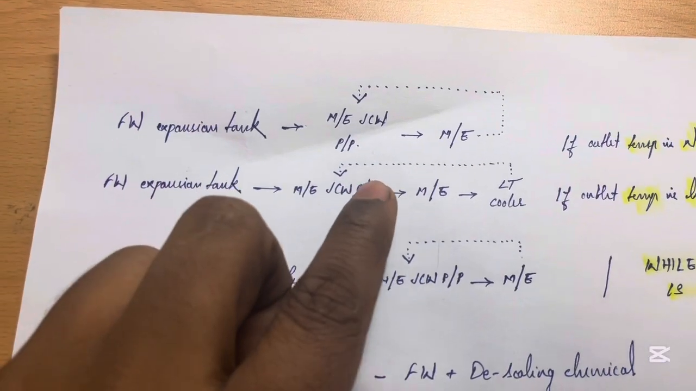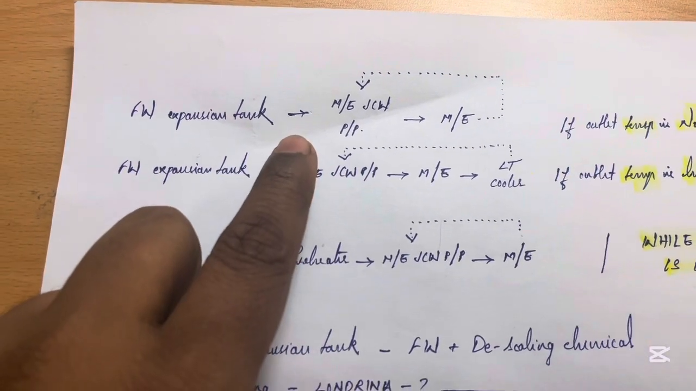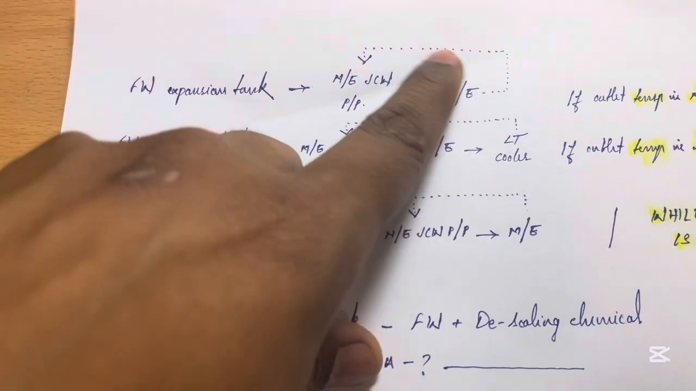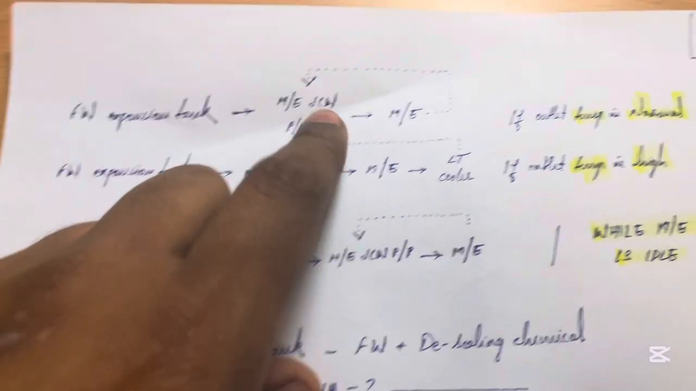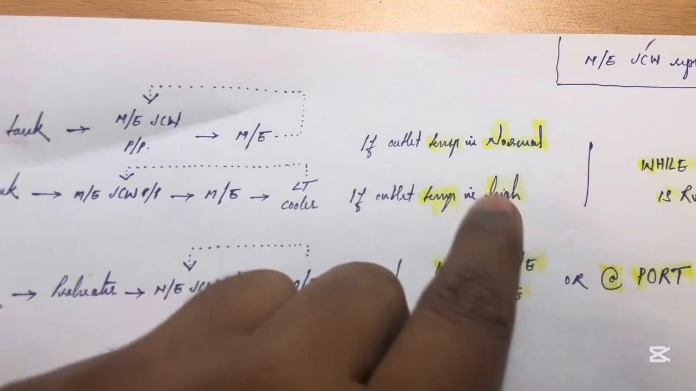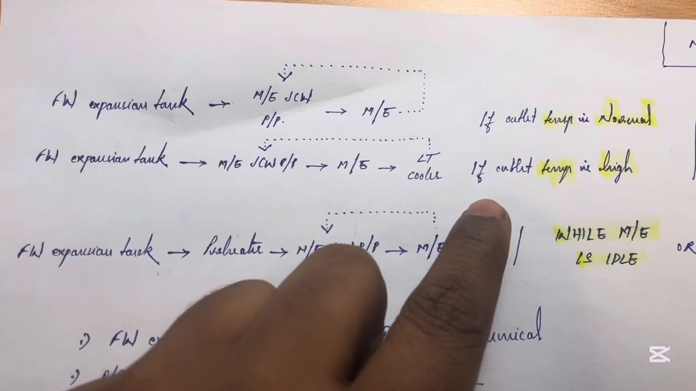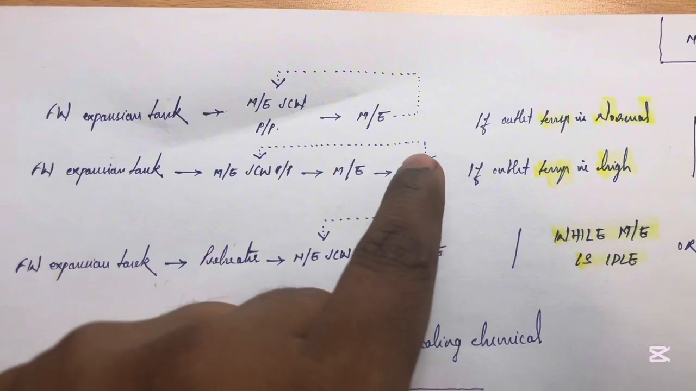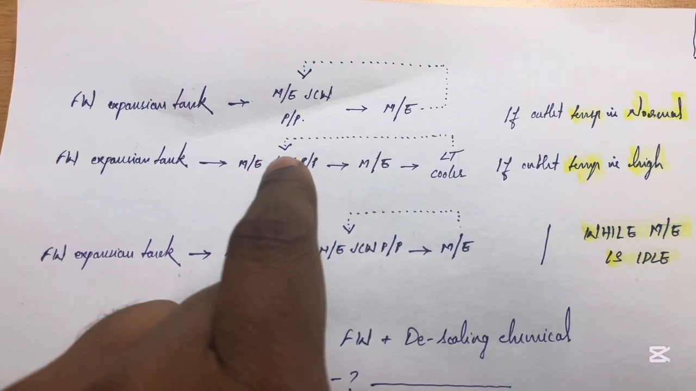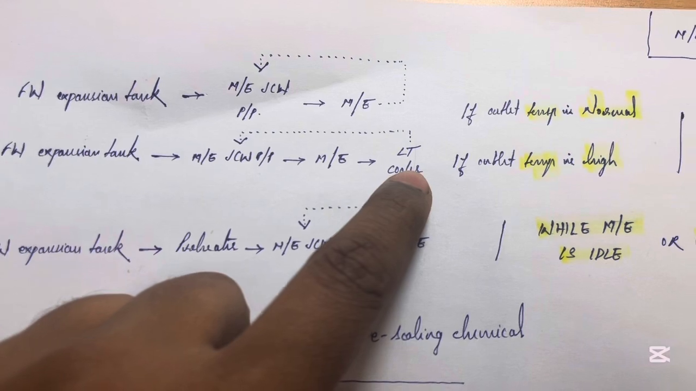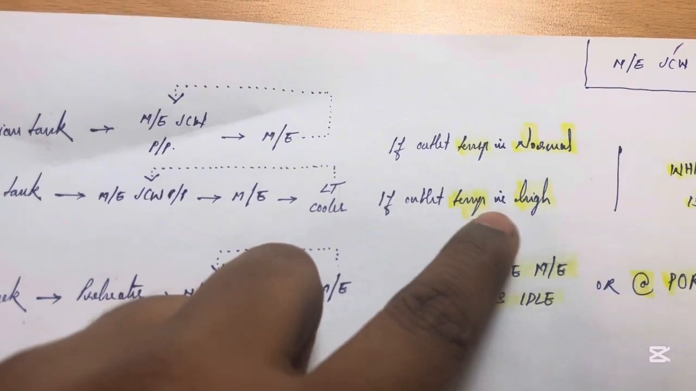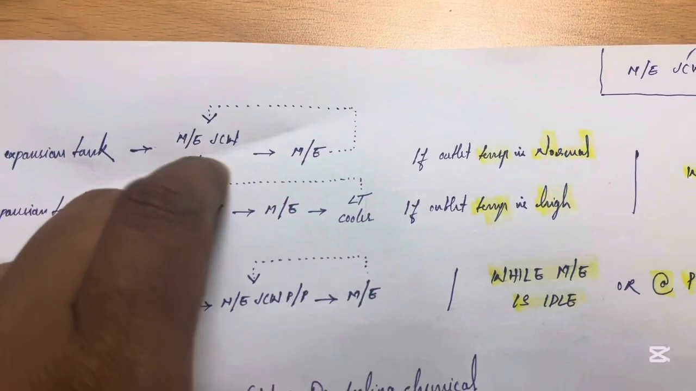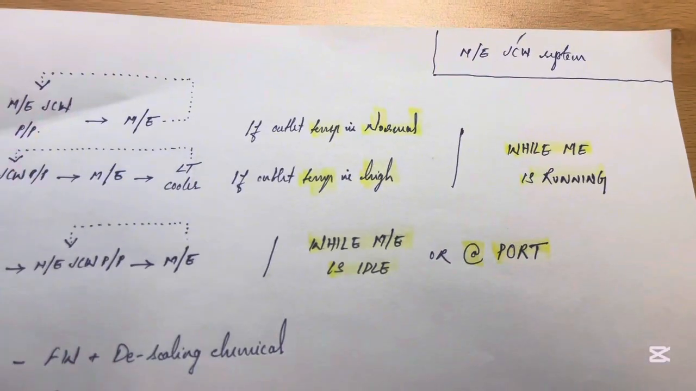This water is taken from the freshwater expansion tank, and through the pump it is circulated around the main engine. Upon cooling, if the water temperature is normal, the water is circulated again. Whereas if the water is really hot, the water from the engine is passed through an LT cooler, and from the LT cooler again to the pump and the engine. That is why I mentioned that if the outlet temperature is high, it goes this way. If the outlet temperature is normal, it goes from the pump to the main engine and back to the pump. So this is how it works.